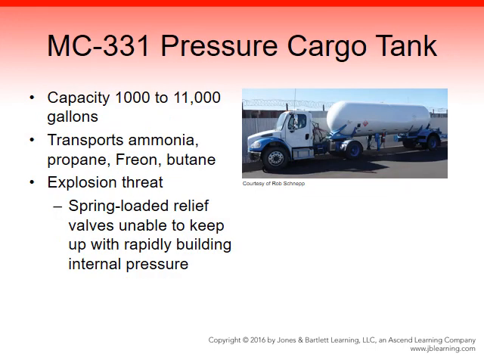The Motor Coach 331 pressure cargo tanker. It has a capacity between 1,000 to 11,000 gallons. It does transport things such as ammonia, propane, freon, and butane.